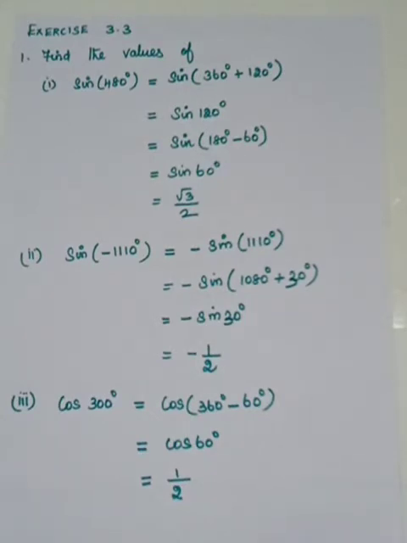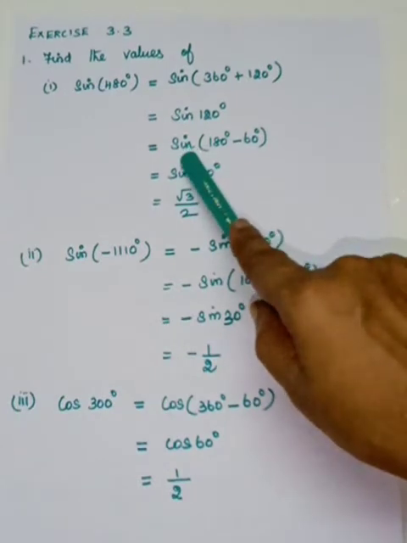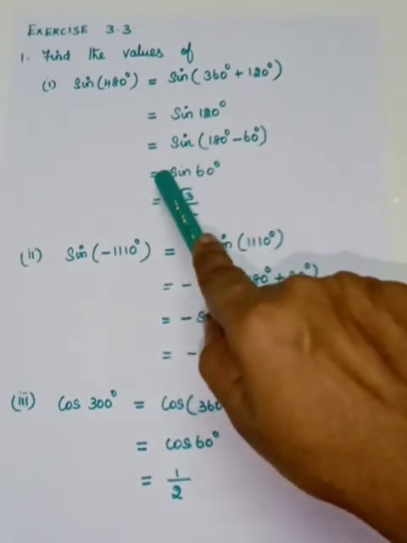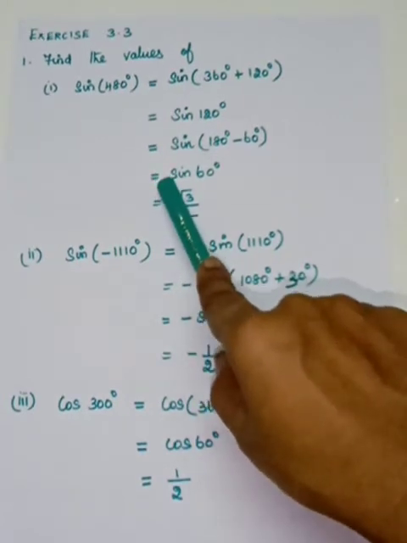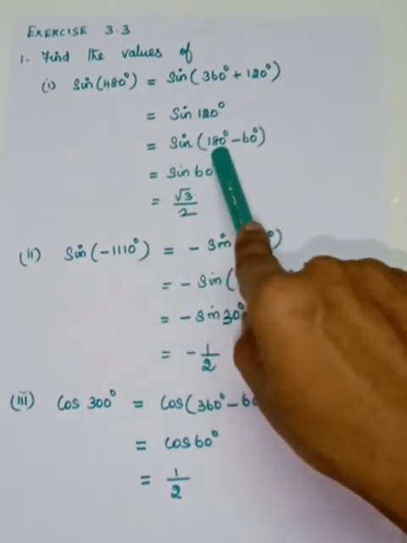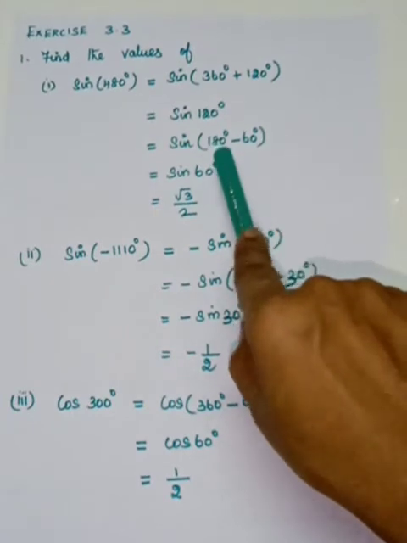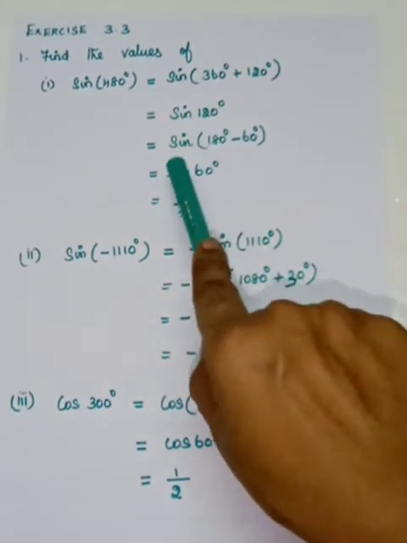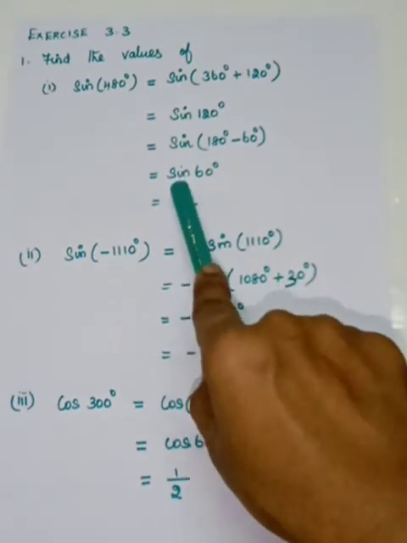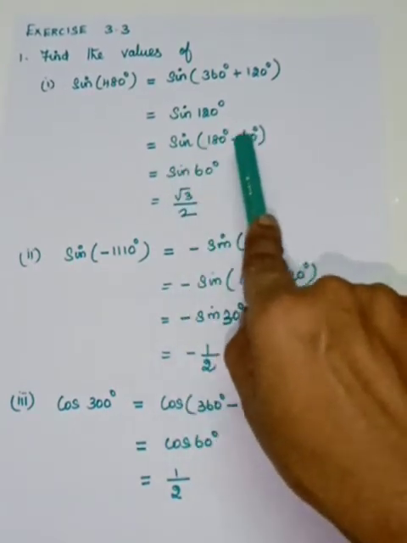According to ASTC rule, in the second quadrant sin theta and cosecant theta are positive. So here, what is the function involved? Sine. So sine is positive. And next step, plus you have to write. Then you have to see it is an even multiple of 90 degree, so you should not change this. You have to write the trigonometric ratio as it is. So it is sine 60 degree.